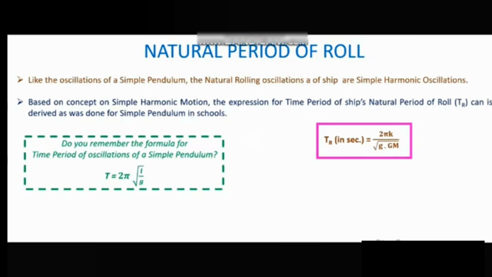Now, what is in this K? K is the radius of gyration about the axis of roll, whichever is the axis of roll about which the ship rolls. What do we mean by axis of roll? When the ship rolls to starboard, what happens? The deck part, upper part goes to starboard. The lower part goes to port.